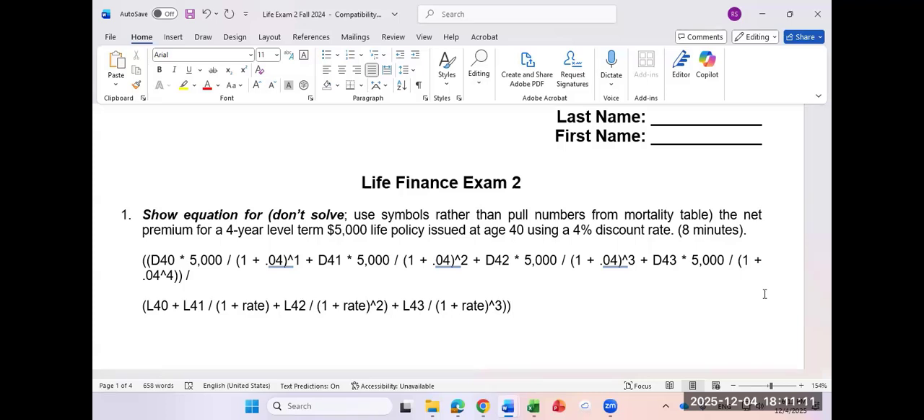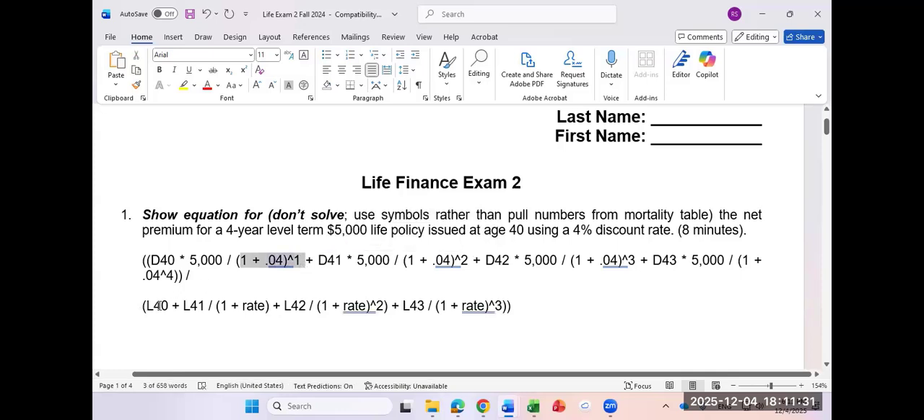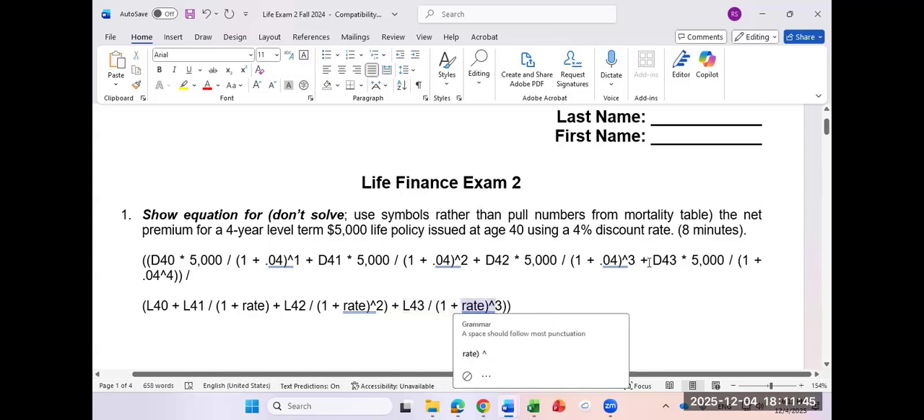So it's a really, really straightforward problem. You see 4-year level term, 4 Ds, 4 Ls. All you got to remember is that the L's are one off. So the first D you divide by 1.04 to the first. The first L you don't do that because you're paying the premium at the beginning of the year. The second L you do to the first. The second D you do to the second. The third L you do to the second. The third D you go to the third. The fourth L, it's raised to the third. The fourth D, you raise to the fourth. All right. So if you got that, it's just over and over again.